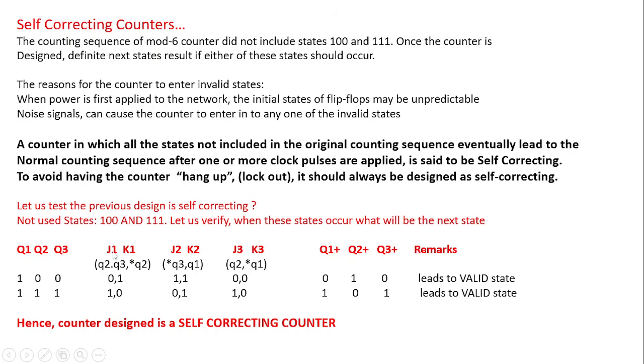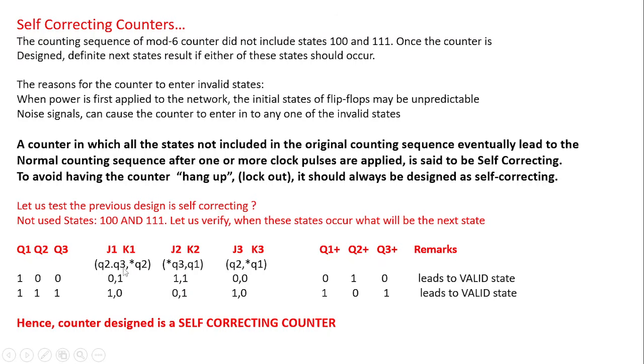Now I want to prove that if by chance it enters the state 100, what will be the next state? Let me calculate using the equations. 100 is the unexpected state it entered. Now what will be the value of J1? Apply the formula Q2, Q3. Q2, Q3 is 0 into 0, it is 0. Q2 bar is what? Q2 is 0, so bar means 1. Similarly, using the Q1, Q2, Q3 values in these equations, I have documented J2, K2, J3, K3.